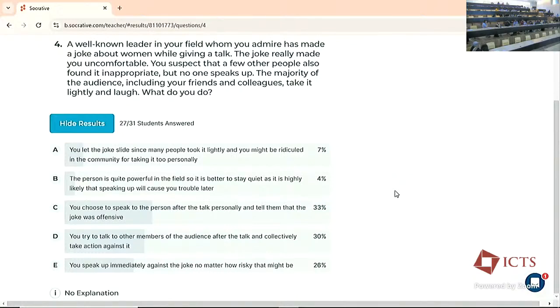For a student, if it's a powerful person telling the joke, it makes it difficult for the student to immediately speak up against it, even though you find it inappropriate. But say you are a faculty member, maybe it's easier, you're already powerful, then you can maybe say it. That's what I feel. Okay, yeah.